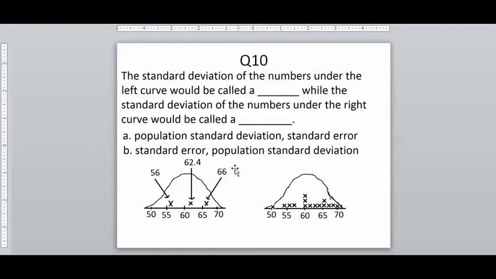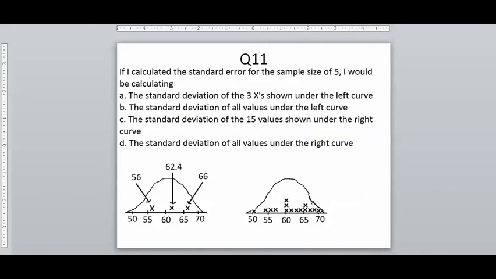The standard deviation of the sampling distribution over here is a standard error. The standard deviation of the population numbers over here is a population standard deviation. So the answer is B. Remember, a standard error is the standard deviation of a sampling distribution. So B is correct. The standard error would be the standard deviation of all values inside of the sampling distribution. It's not just the standard deviation of the selected samples. So B is correct.